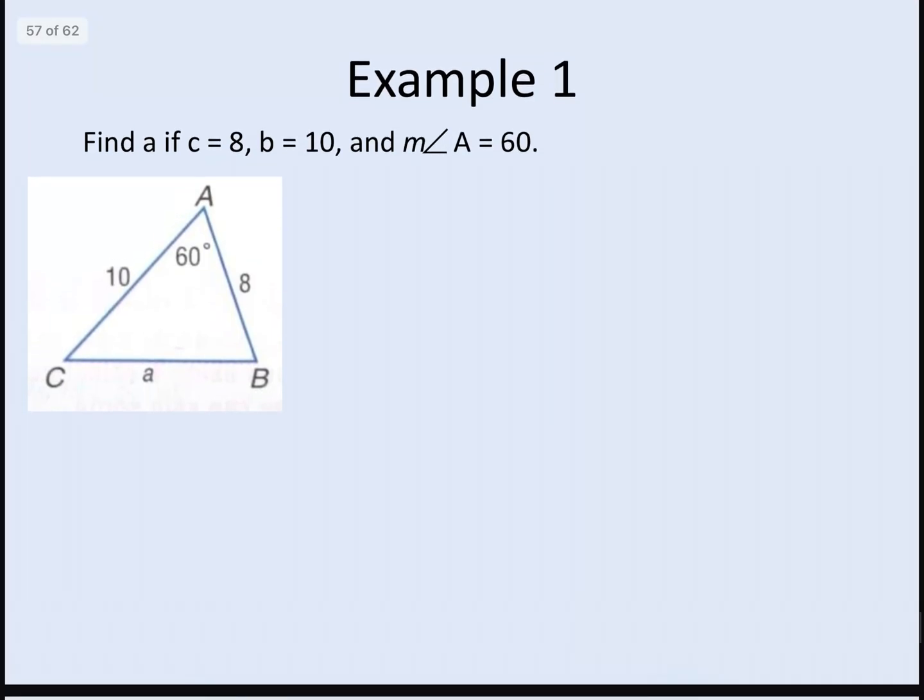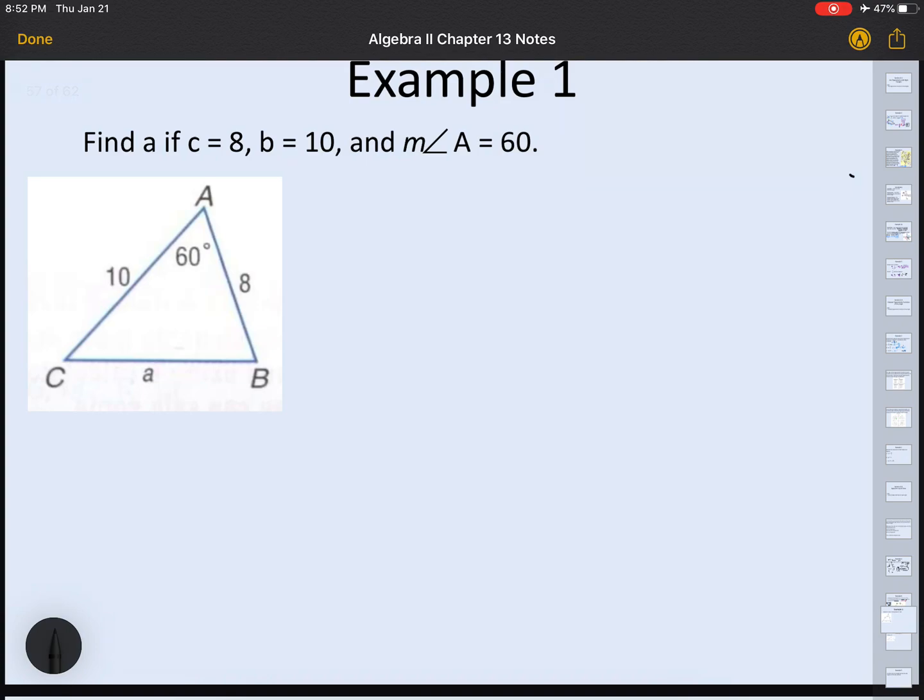So in example 1, let's try to apply that. We have this triangle ABC, and we're supposed to find side length a, given that side length c is 8, side length b is 10, and the measure of angle A is 60 degrees. So we need to solve for a, but we know b and c. So we're going to use b squared plus c squared minus 2bc cosine of A. We're going to use that one.